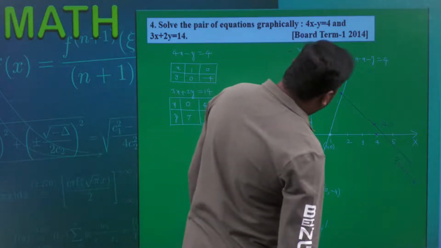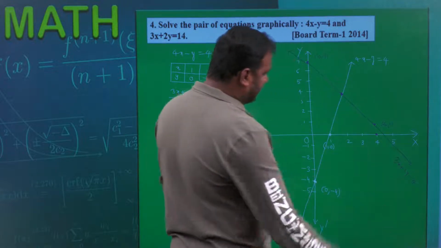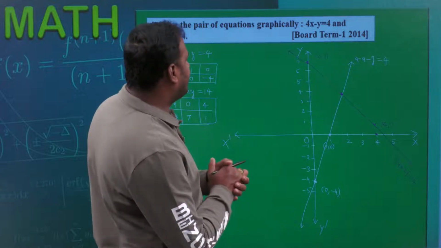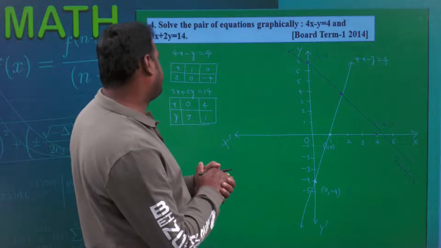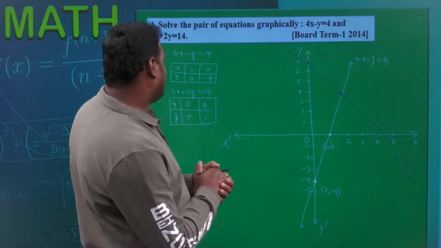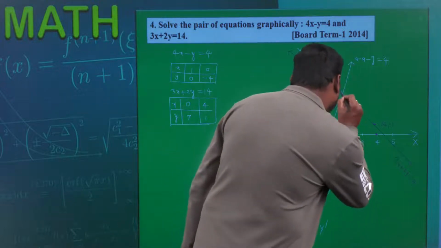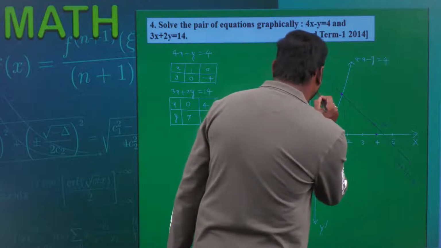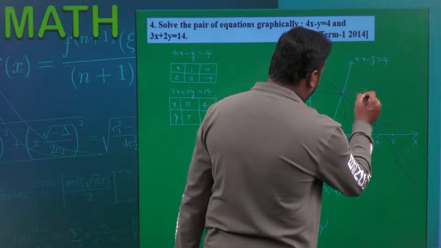So if you observe the name of this point, of course if you have a graph sheet, then you can easily identify it. But I would say that this point is 2, comma 4. Yes? Absolutely. See this point, if you observe, this is the perpendicular distance. This is the horizontal distance. So this point is 2, comma 4.